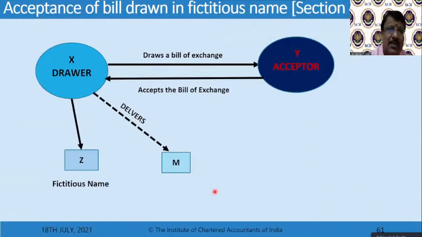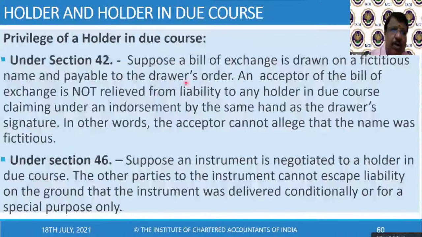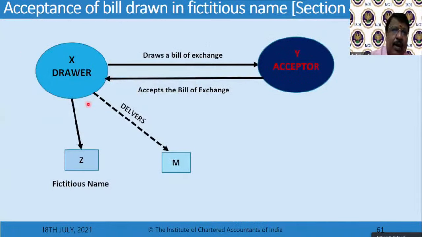See, here is another classic example of 42. 42 ka diagram. X is the drawer, Y is the acceptor. X is not drawing it in his name, he is drawing it in the fictitious name of Z. Okay, Y accepts the bill in the name of Z. X is not signing in his name, he is signing as Z.